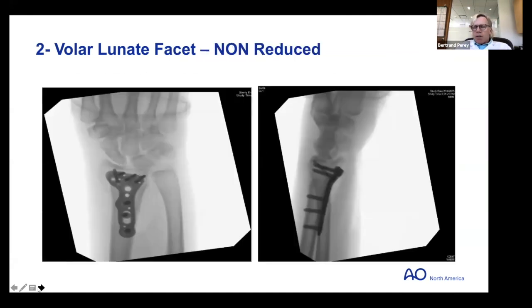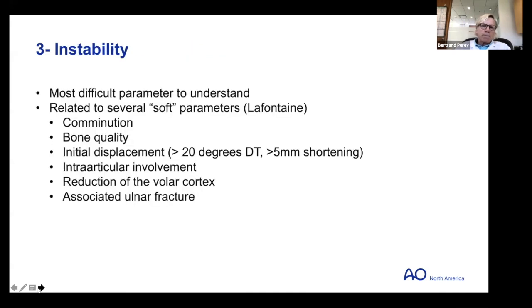This is a picture, an X-ray post-op of a volar lunate facet fragment. It's obviously not reduced. These patients tend to have problems as the fracture of the lunate facet tends to collapse in the lunate facet and can cause pain and limitation of range of motion.